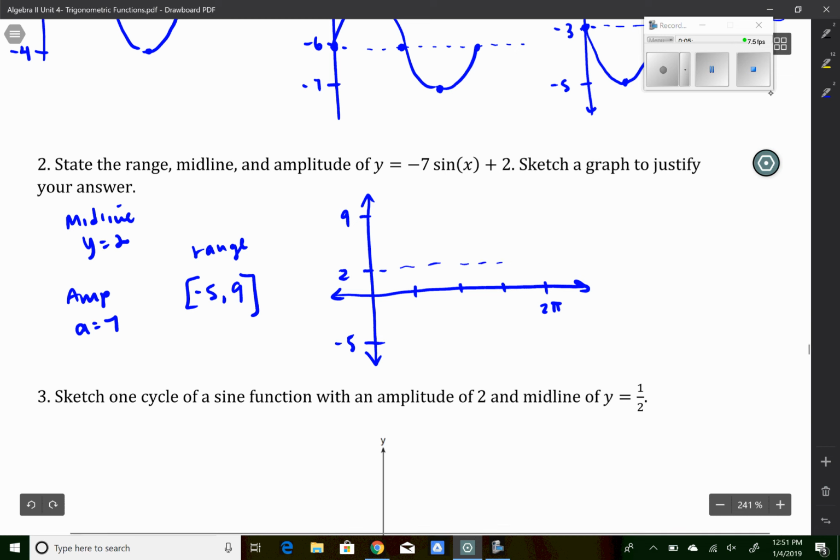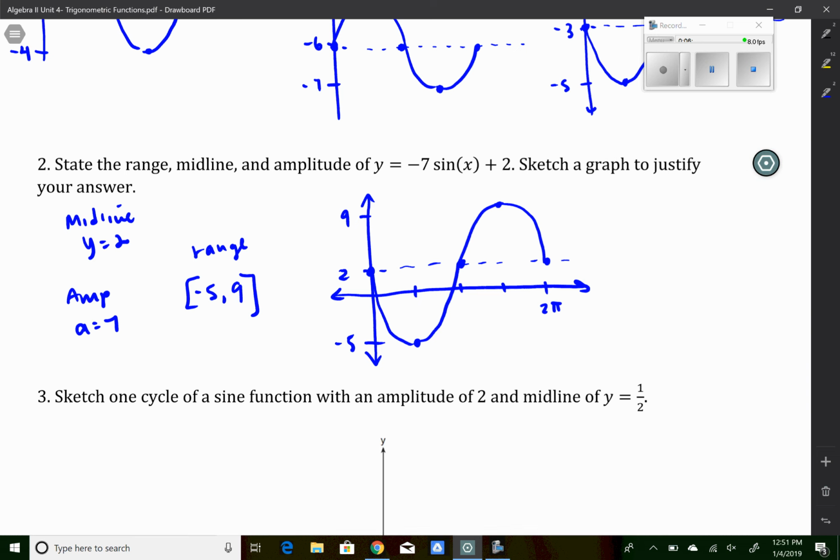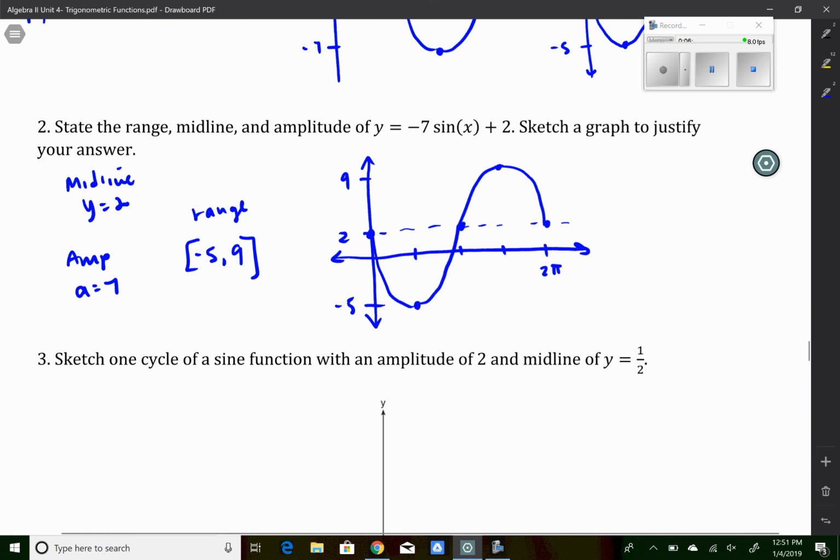So there's your midline. So it's going to go from 2 down to -5, back up to the midline, up to 9, and then end back at 2. Right? Now I could graph this in my calculator if I just wanted to verify that it looked right or that the midline and all that stuff was in the right spot. All right, but sketching it is a good skill.